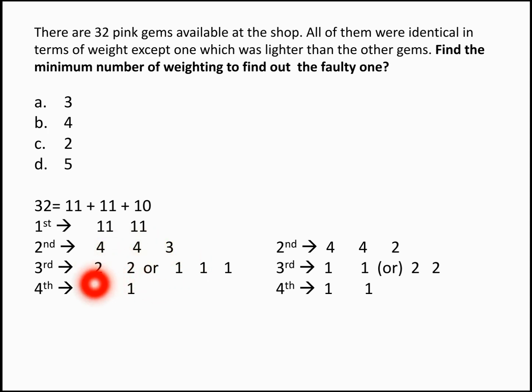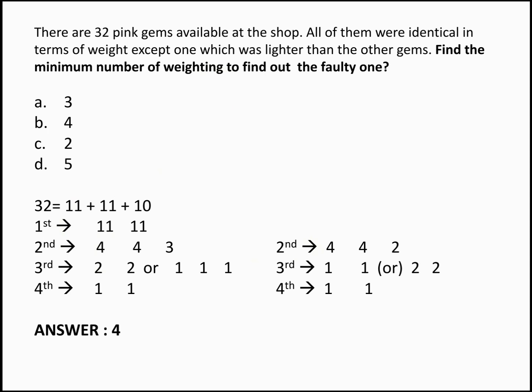For 4 I am taking as 2 and 2, and for 3 I am taking as 1 and 1. If this weighs the same, definitely the last one is going to be the faulty one. If this doesn't weigh the same, you will very directly get the answer, right? In either of the cases, you should do a minimum of 4 weighings to get your answer, right? So the answer for this question becomes 4. Hope you got this logic.